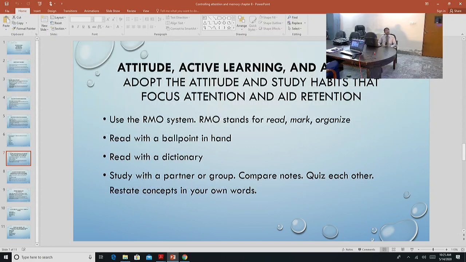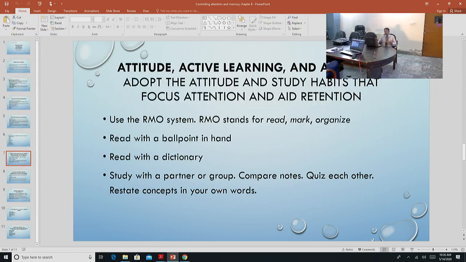Adopt the attitude and study habits that focus attention and help retention. Unless you focus your attention, you cannot help your retention. So use the RMO system. RMO stands for read, mark and organize.